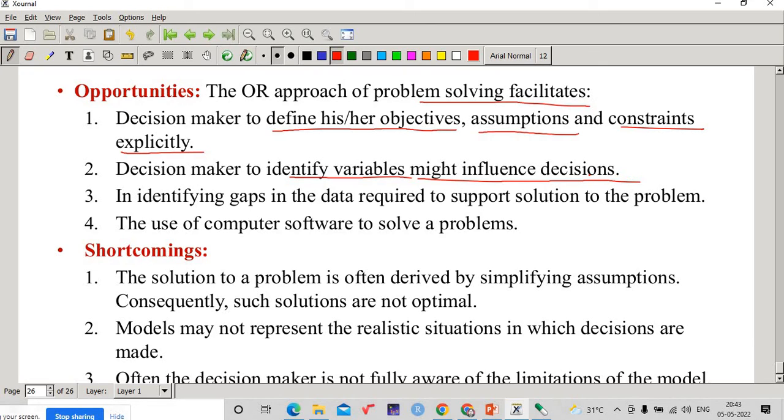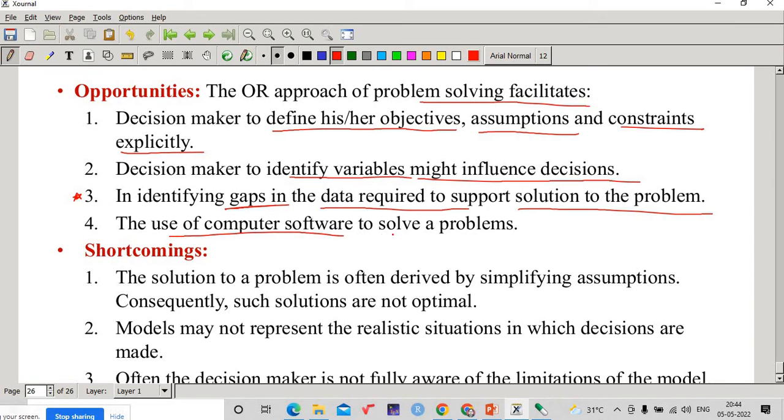So हमने अगर right variables को चुना हमारा मॉडल फॉर्मेशन करते वक्त, तो definitely that will influence the decision making. अगर हमने गलत वेरिएबल्स चुने तो हमें गलत डिसीजन मिलेगा. In identifying gaps in the data required to support the solution to the problem, ये important है aspect, and this is a very important opportunity with OR to solve the given problem of the organization.